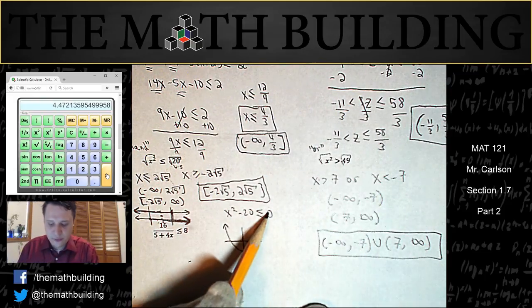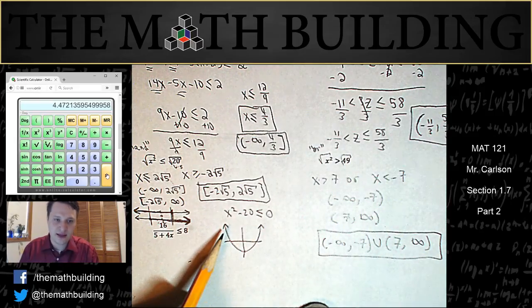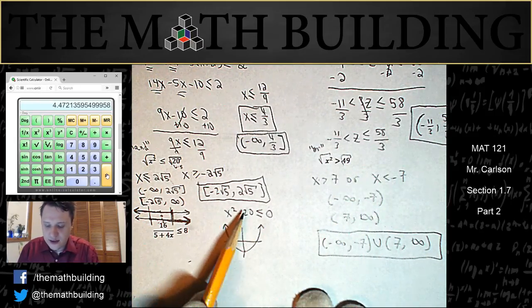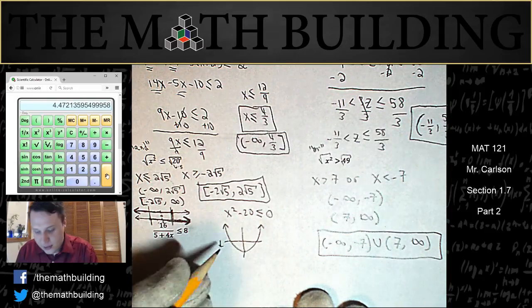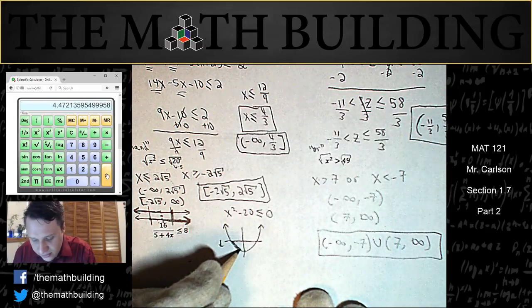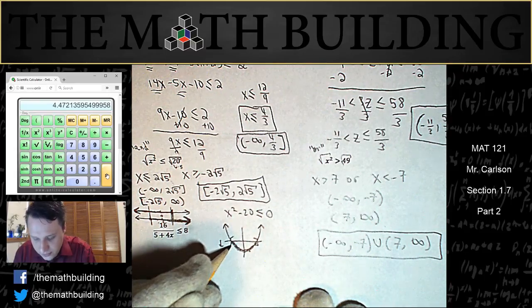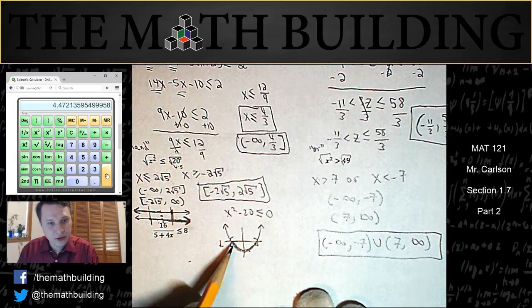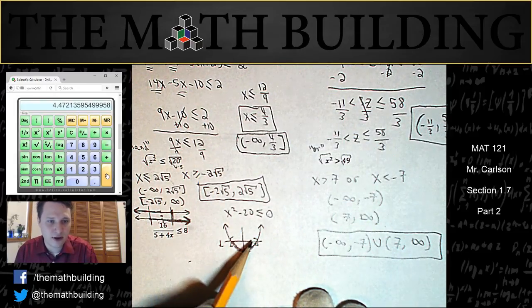So in other words, if I were to replace this 0 with a y and graph this parabola, it would look like this. And I want to know, when is the parabola less than 0? And you can see that it's less than 0 in this little interval right here, that's capped off here and here. So that's why the answer is from negative 2 root 5 to 2 root 5. It's just this one interval.